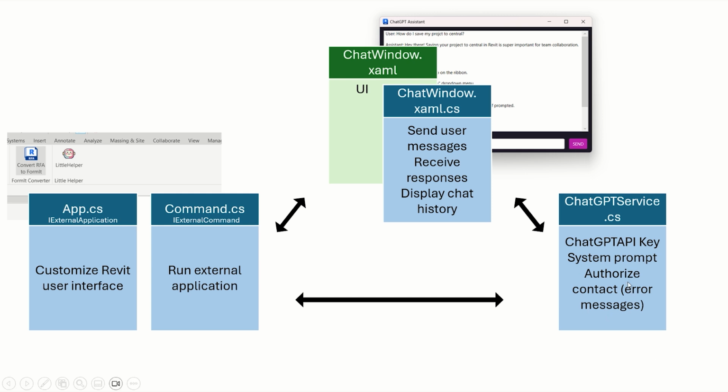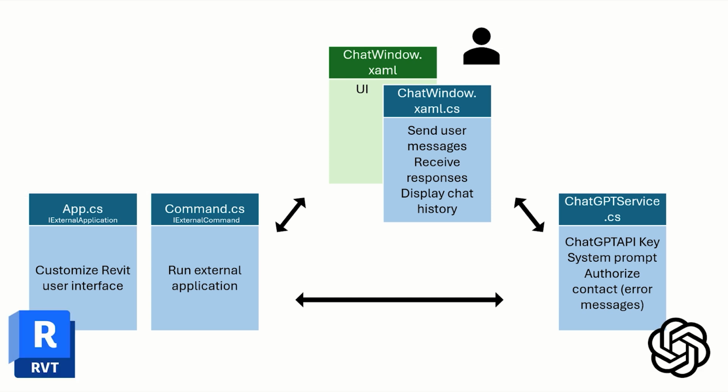And also if there were any problems with your connection to the ChatGPT server, then you would also receive your error messages there and then send them back to be displayed in the chat window. So for example, if your API key isn't working or you don't have an internet connection or something like that, that's where you would receive that error message.